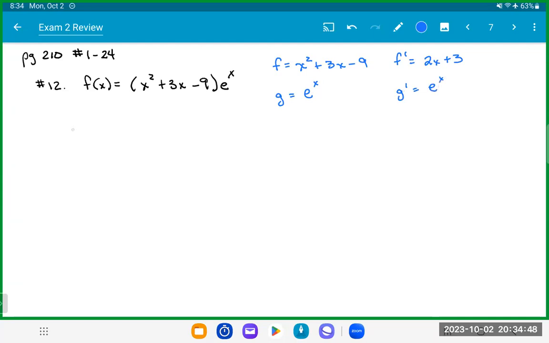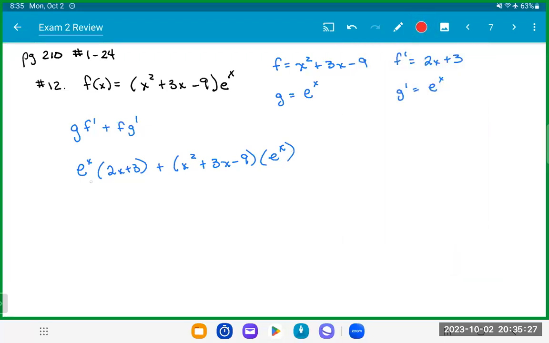Okay, so doing my product rule, the derivative of my function is going to be g f prime plus f g prime, or vice versa. You could put f g prime plus g f prime, it's either way. So g is e to the x, f prime is 2x plus 3, plus f, which is x squared plus 3x minus 9, and my g prime is e to the x.